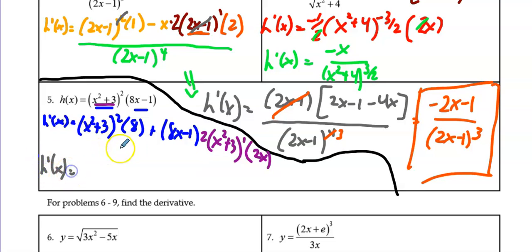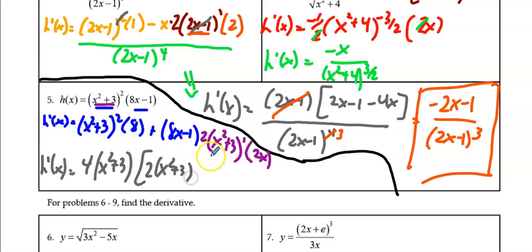So h prime of x. I notice that I've got 4 I can pull out and an x squared plus 3. I'm thinking that's initially what my thoughts are here. And then I have a 2 left here, and then another x squared plus 3. And then I've canceled that out, I've canceled that out, I've canceled this out. So I'm left with an x times 8x minus 1. And that we're going to leave right there. Yeah, you can now simplify this a little bit more, but this is pretty good. Usually these questions don't get too crazy with simplifying, so I think that's going to be good for us right there.